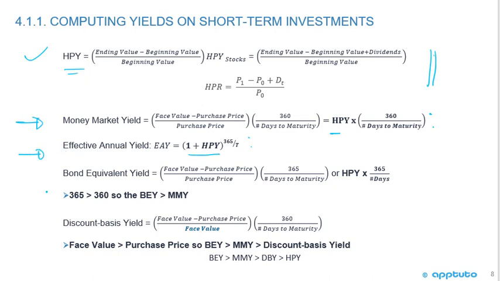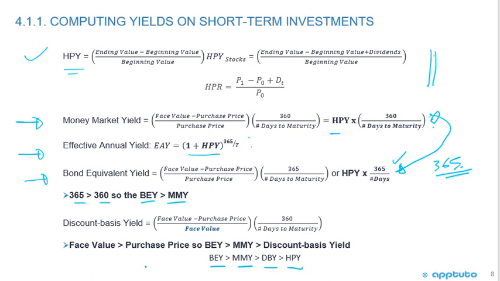Okay? Now the bond equivalent yield, that is also the holding period yield times 365 over the number of days. So you can see the money market yield and the bond equivalent yield, very similar formula, but with the bond equivalent yield, we've got 365 days in the numerator. So what does that do? 365 is greater than 360, so the bond equivalent yield is greater than the money market yield. And that's why I said down here we've got our little rule. Sometimes we can answer questions just based on memorizing the rule, that the bond equivalent yield, because it's 365, is greater than the money market yield, is greater than the discount basis yield, which is greater than the holding period yield.